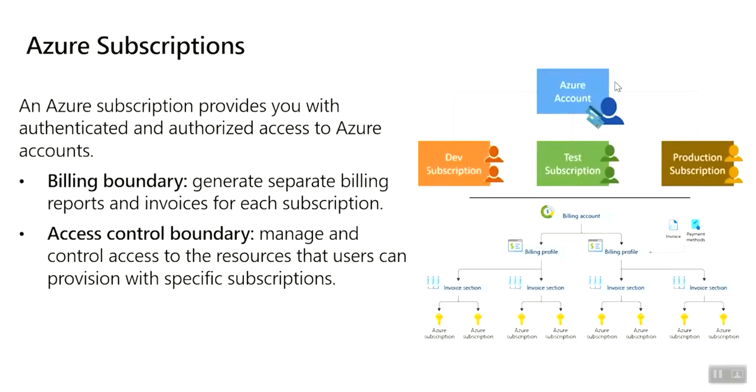Then we have Azure subscriptions. An Azure subscription provides you with authenticated, authorized access to Azure accounts. In the diagram to the right-hand side, you can see we have in blue an Azure account, and underneath it we have 3 subscriptions. I want you to think of subscriptions as the billing account. So take out the S from subscription and put a $ there. So the bill would come to dev, would come to test, and would come to production in this example. So the billing account is a subscription, and it's an automatic billing boundary. It's also an access control boundary as well, where you can access and manage control to those resources within a certain subscription. An account can have multiple subscriptions like you see in front of you.